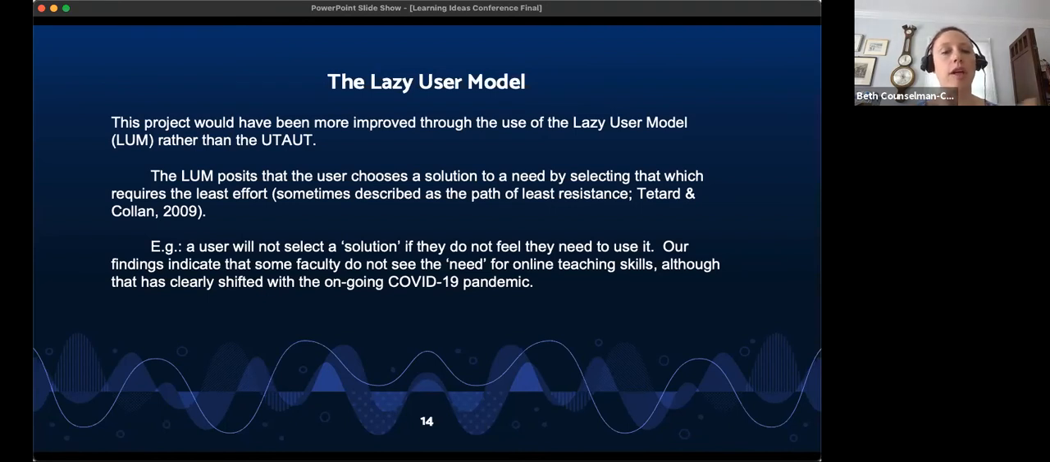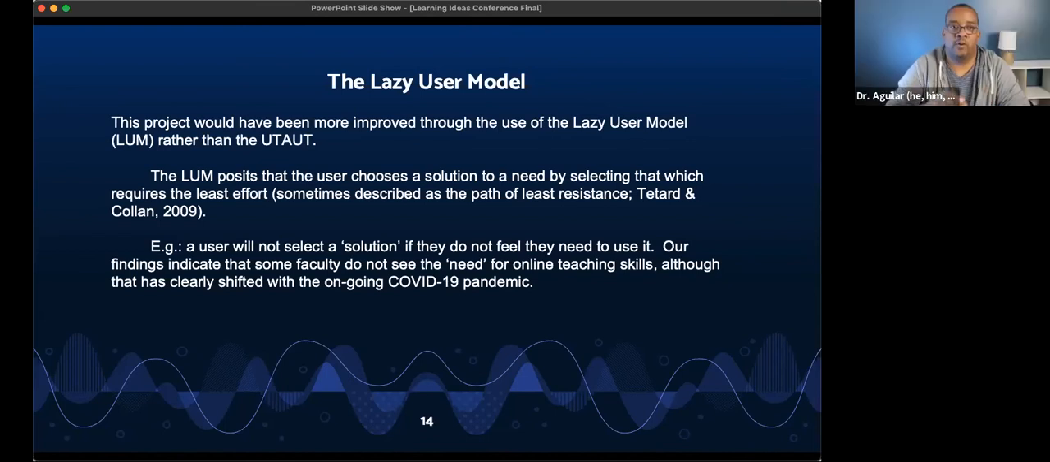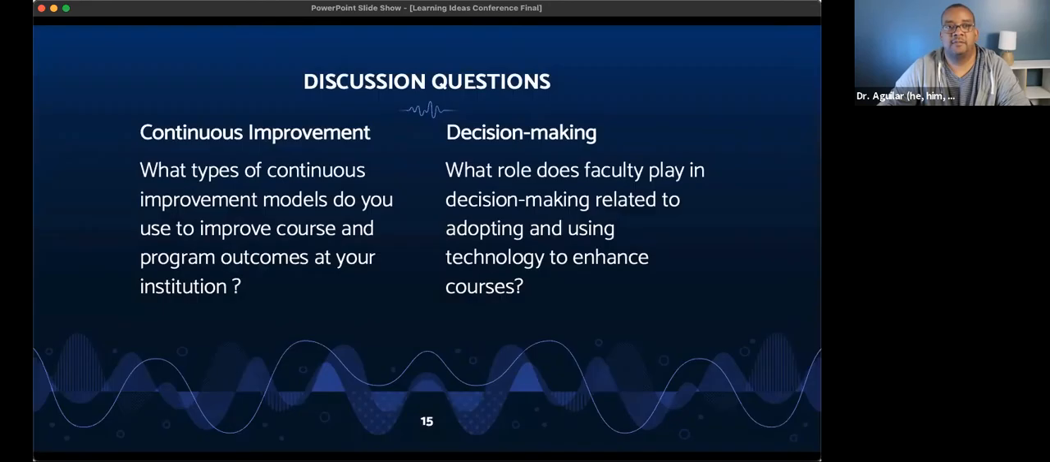And offering a plethora of solutions allows the user, the learner, to then choose the solution that they feel will require the least amount of effort for them to learn. Yeah. So that's where we would necessarily start.